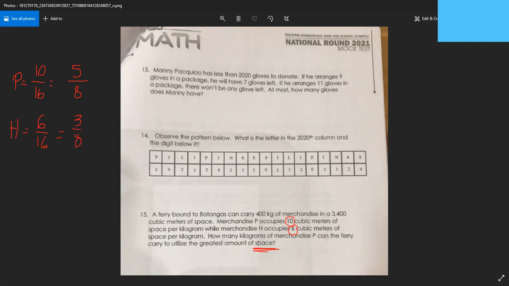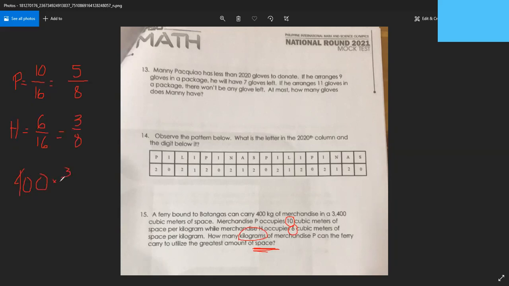Now, we're asking for the number of kilograms. So what are we going to do now? For the number of kilograms, P is larger, correct? P is larger, so it means that P must have the smaller number of kilograms. So how do we do that one? We just simply multiply 400 by 3 over 8.